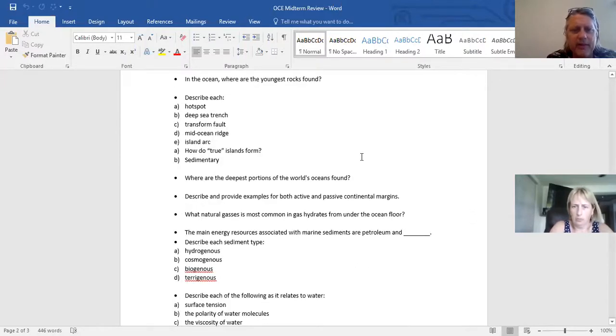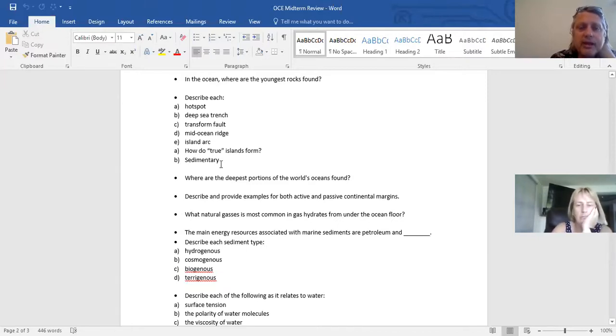Right in the same vein, you know, hot spots or mantle plumes. When they happen out in the ocean, you get decent things like Hawaii and Iceland. When they happen under land, you get more volatile things like Yellowstone, supervolcanoes, for instance. Deep sea trenches, how they form, transform faults, mid-ocean ridge, island arc or archipelago, and that's how the true islands form.